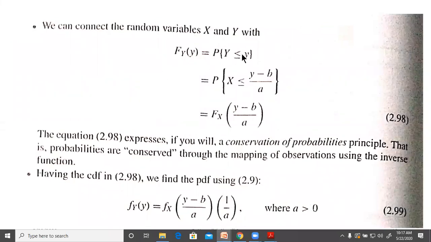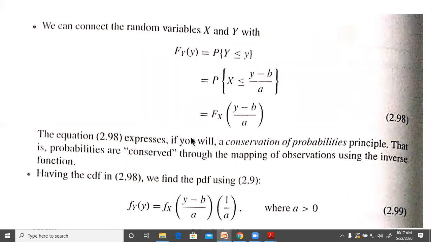F_Y(y) is P(Y less than or equal to y), and this will be P(X less than or equal to (y minus b) by a), because from y equal to ax plus b we are able to find x equal to (y minus b) by a, and that is what we substitute here. Remember that this is the CDF, not the PDF. So F_Y(y) is equal to F_X((y minus b) by a).